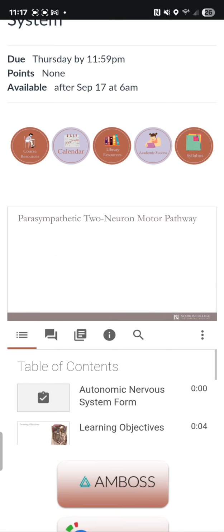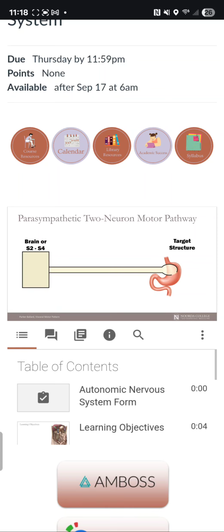Moving on to our two-neuron motor pathway for the parasympathetic division, it's a little bit more unique, so we're going to build our pathway from scratch. To start, we'll have our central nervous system box be representative of either the brain or the S2 through S4 segments of the spinal cord. And then we're going to use the smooth muscle in the stomach as our target structure again. Then the nerve connecting the CNS to the target structure here is either going to be a cranial nerve if it's coming from the brain, or a parasympathetic splanchnic nerve if it's coming from S2 to S4.